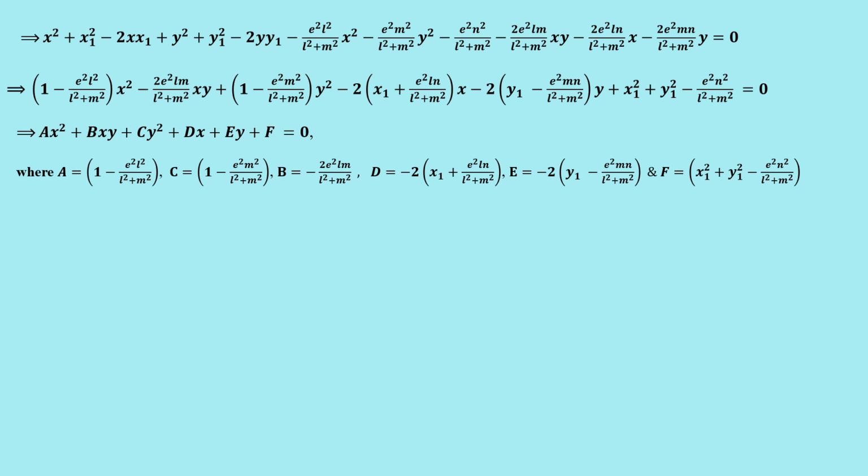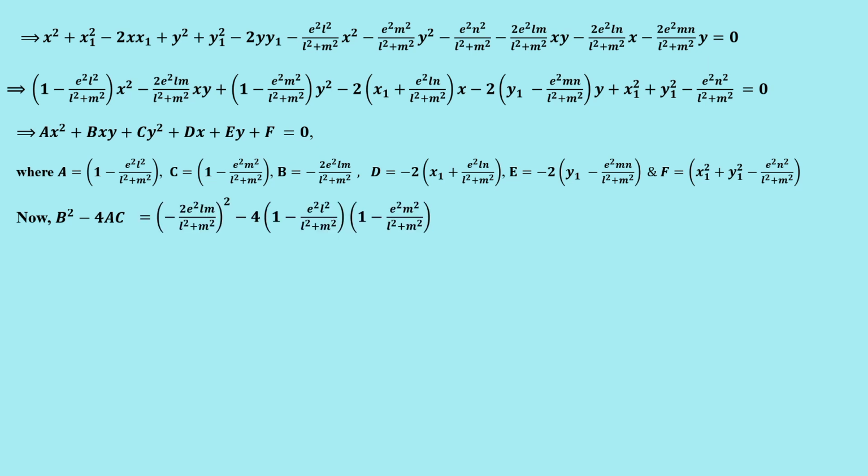coefficient of x, minus 2 x1 plus e square ln by L square plus m square. e is the coefficient of y, minus 2 y1 minus e square mn by L square plus m square, and f is the constant term without xy terms, right? x1 square plus y1 square minus e square n square by L square plus m square, which is to be proved. Now taking b square minus 4ac.